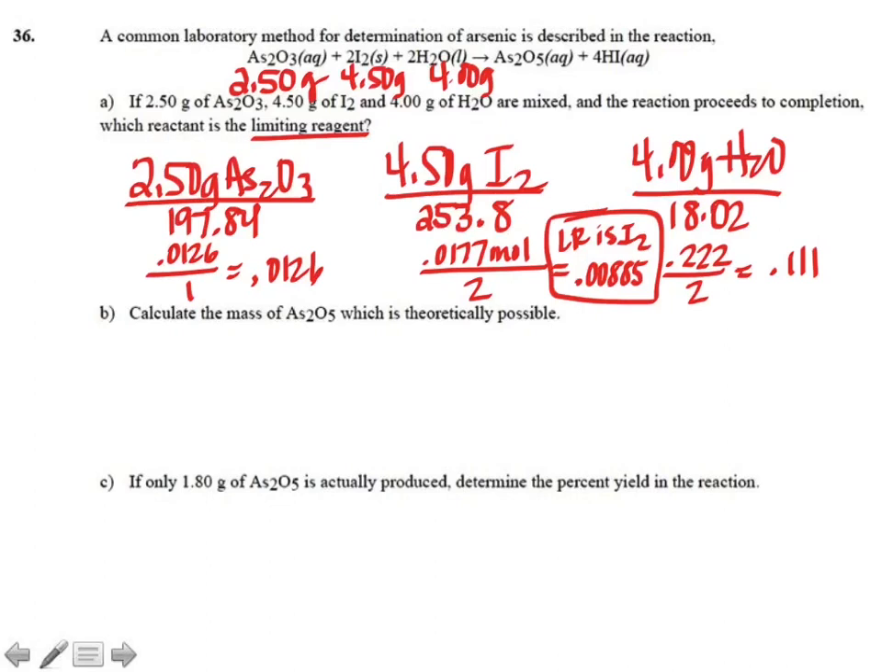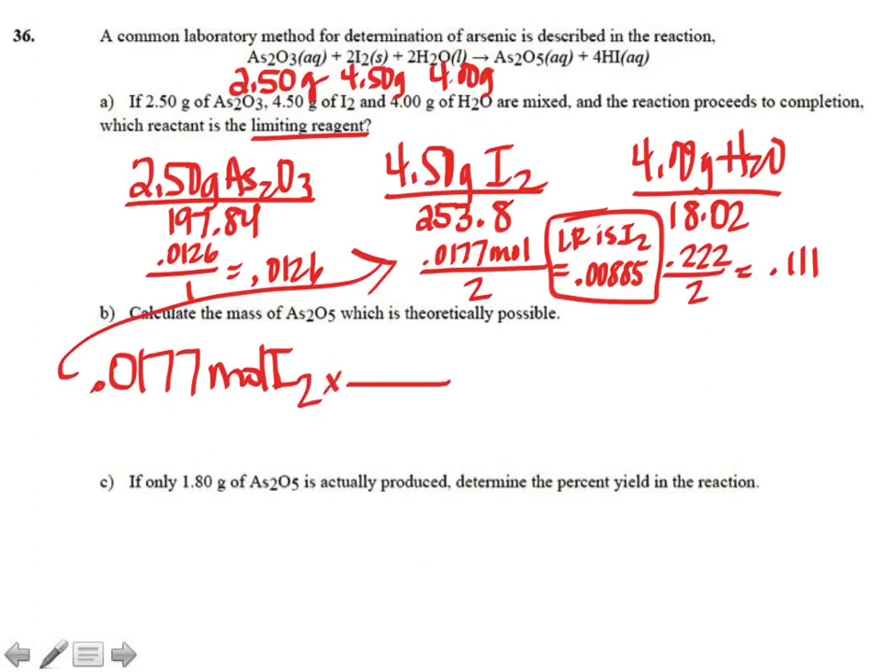So we know iodine is where we're starting. We've already done part of the math. We can start right here with the moles. So 0.0177 moles of iodine. And the ratio of iodine to arsenic is, for every 2 moles of iodine, it is 1 mole of As2O5.